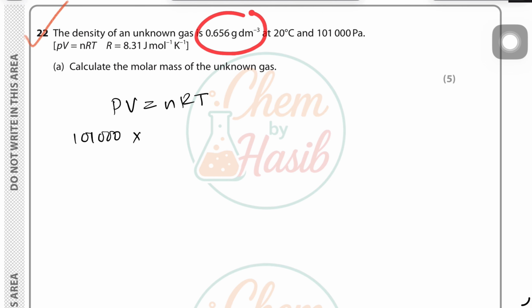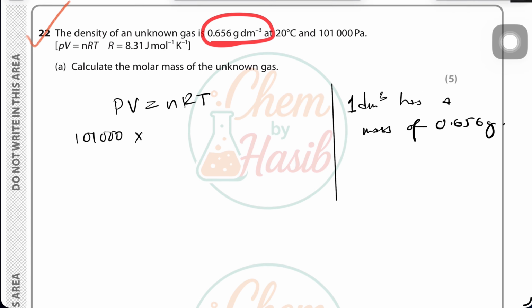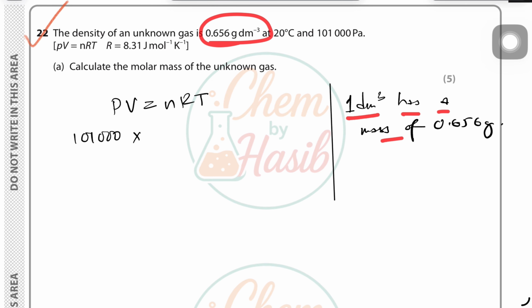But we are given the density. Now what is the density? The density is 0.656 grams per dm cube. It means 1 dm cube has a mass of 0.656 grams. So when we look at the density, we see that 1 dm cube has a mass of 0.656 grams.